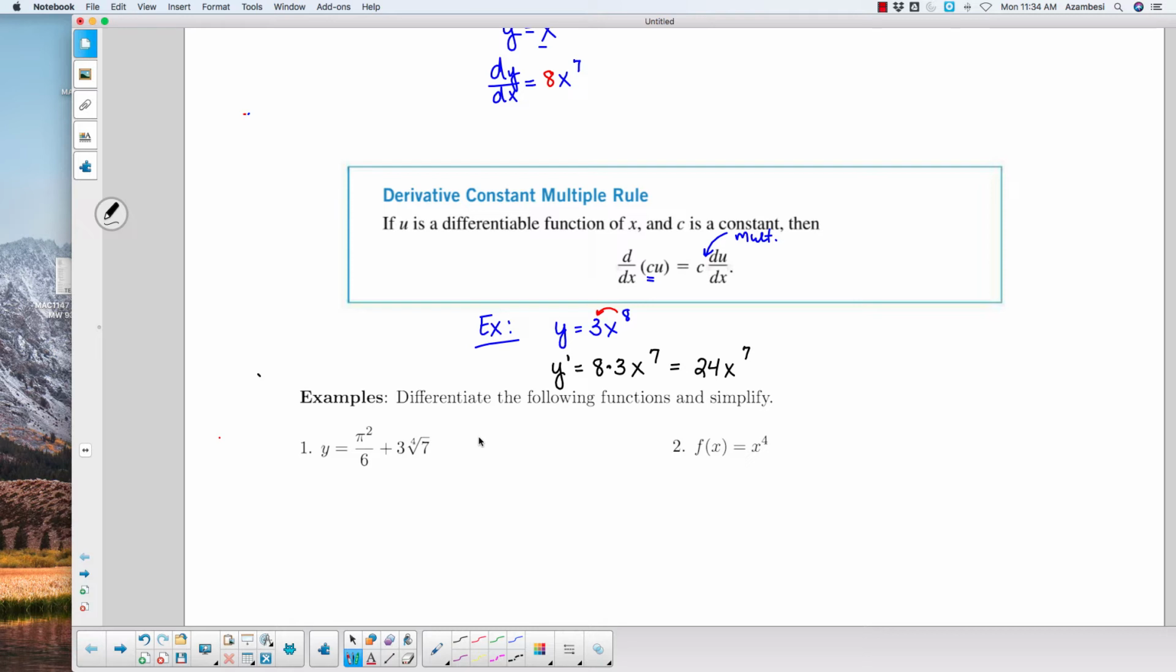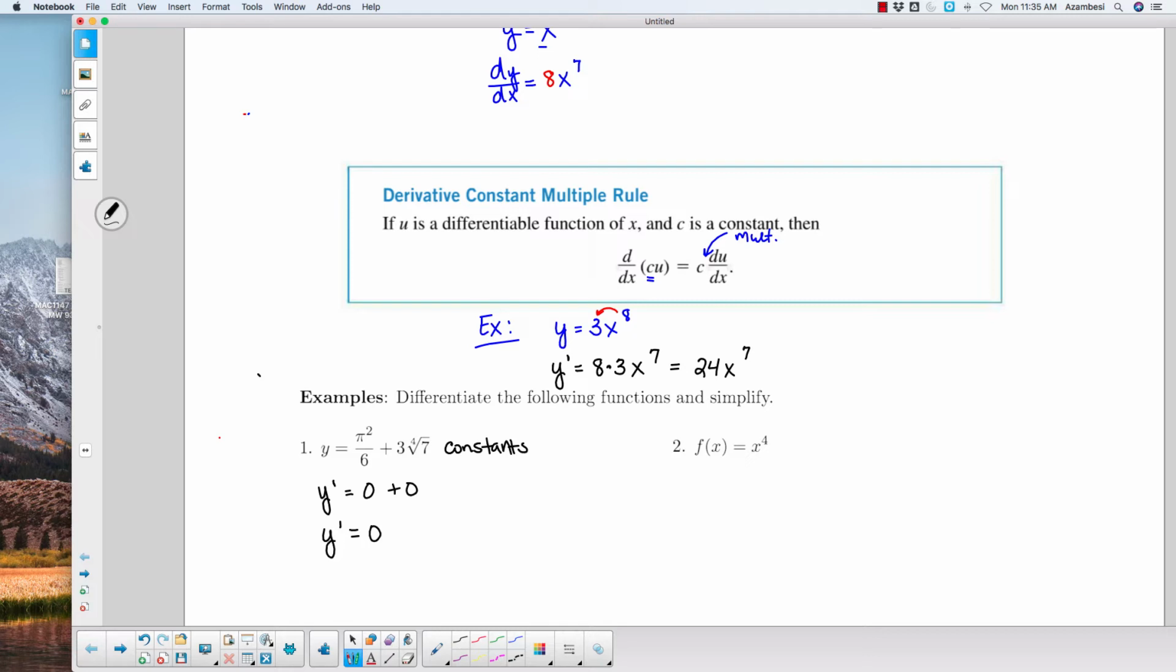All right, looking at those, well, pi is a number, as is 6, 3 and the 4th root of 7, all numbers. So when we find y prime here, these are all constants. And the derivative of a constant is just 0. Really, there are 2 of them there. So 0 plus 0 gives me 0.